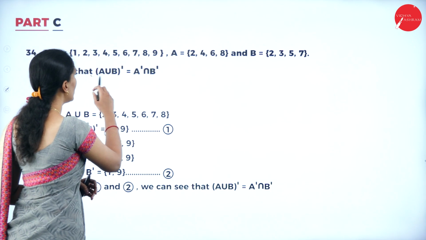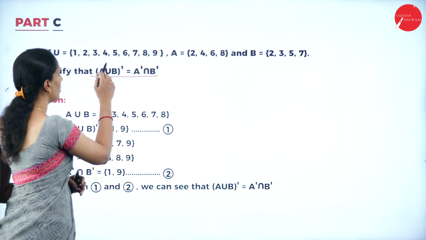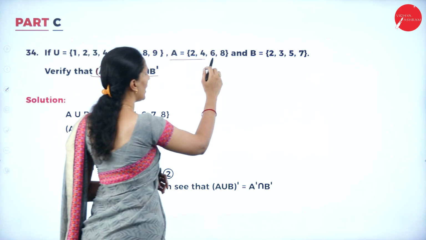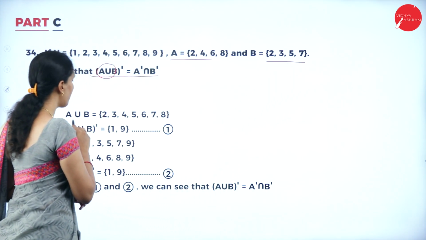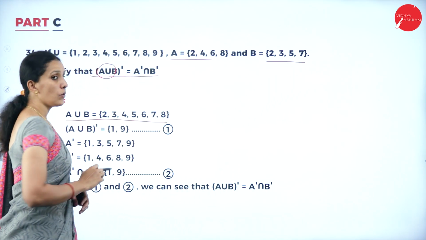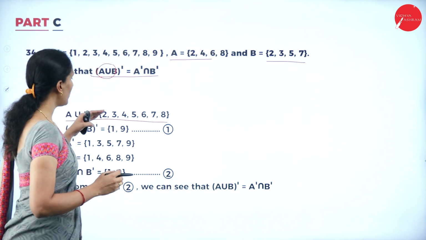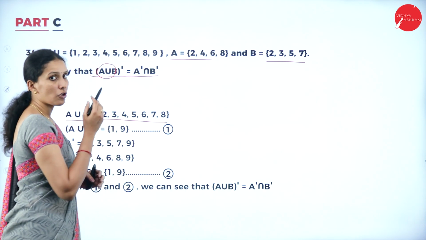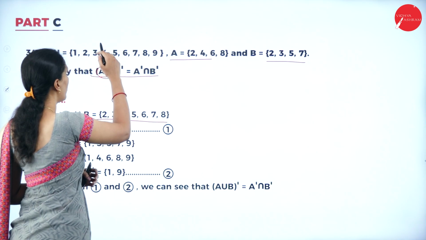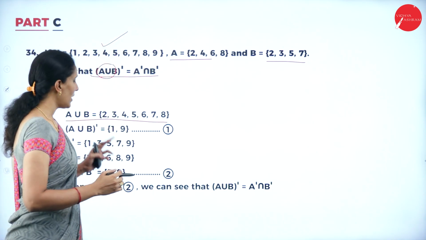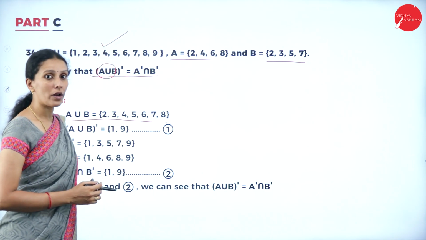So we need to find out De Morgan's law. First, let us find out A union B. We have set A, set B, so that we can find A union B. We need (A union B) whole dash, that is the complement of A union B. The elements which are not in A union B can be found out by the universal set. Hence, we get (A union B) whole dash as 1, 9.